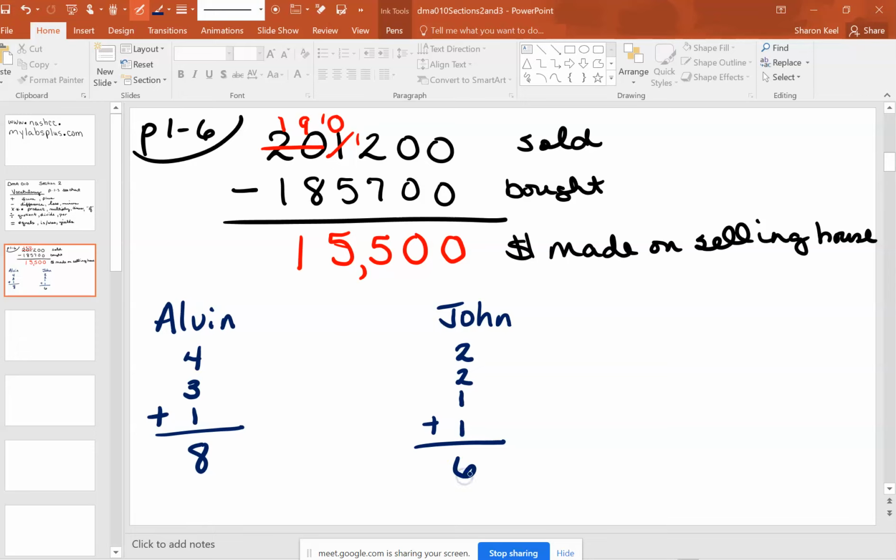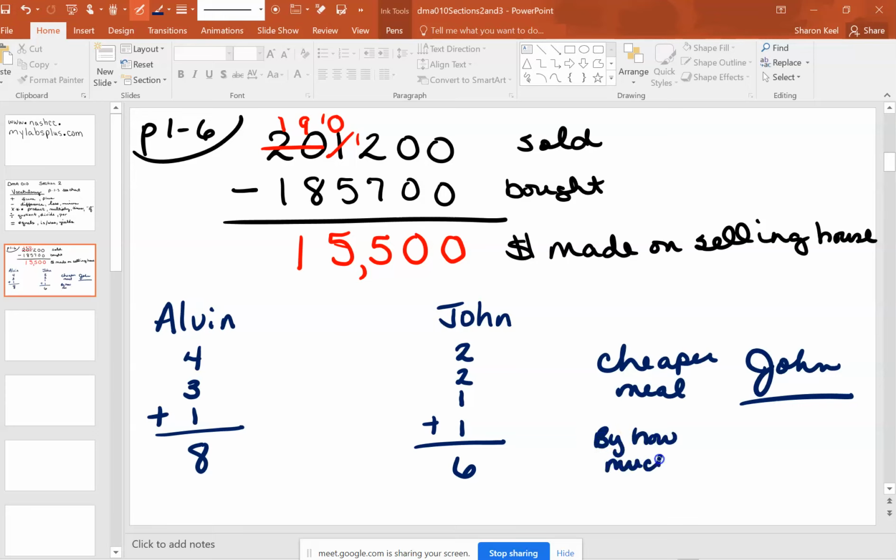His is $6. So when they ask who orders the cheaper meal, which of these is the cheaper amount? The cheaper meal would be the $6. So John is the one who orders the cheaper meal. And then it says by how much? That's where we're going to do 8 minus 6. And it's cheaper by a total of $2. Okay?